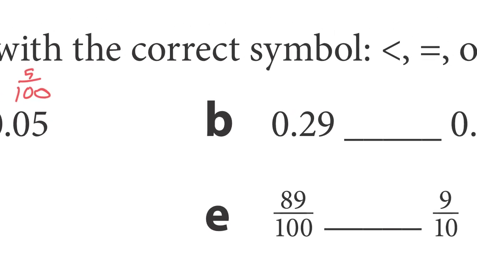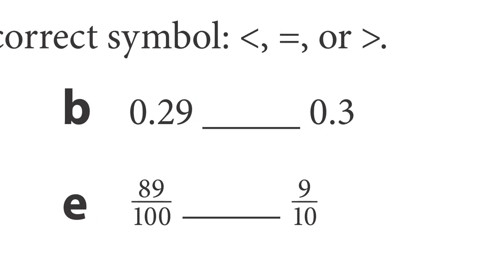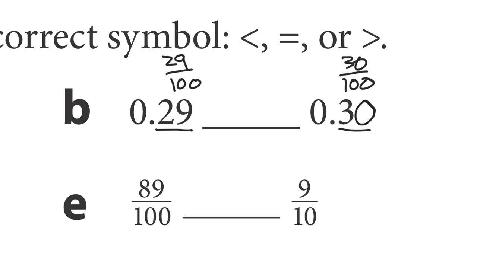Okay? For question B, you kind of have to add a 0 here to make it work. Because if this is in hundredths, this needs to be in hundredths as well. 29 hundredths compared to 30 hundredths. It's kind of like money. If you just put a dollar sign there, who has more money? This side does. Because 30 cents is more than 29 cents.